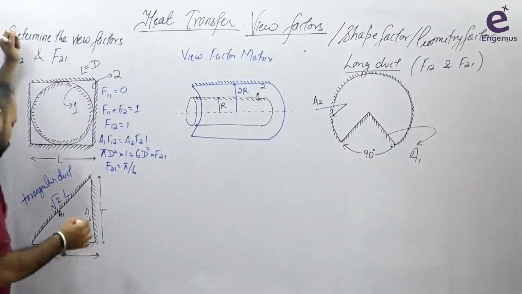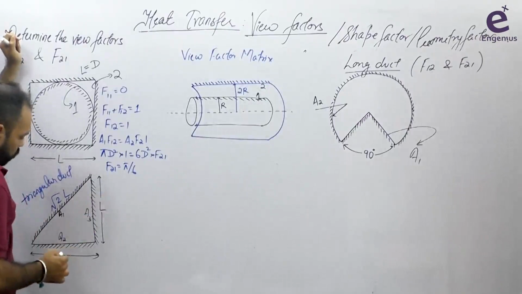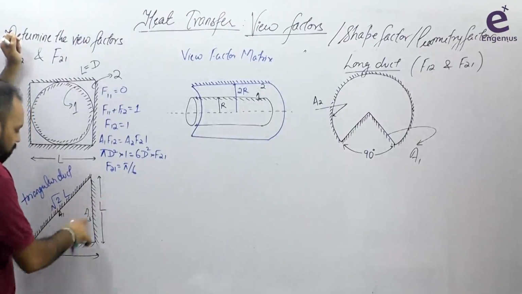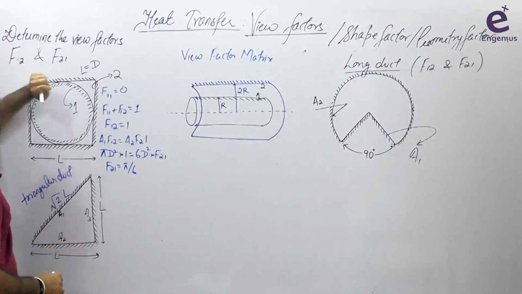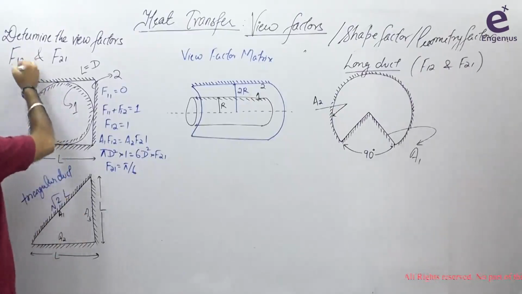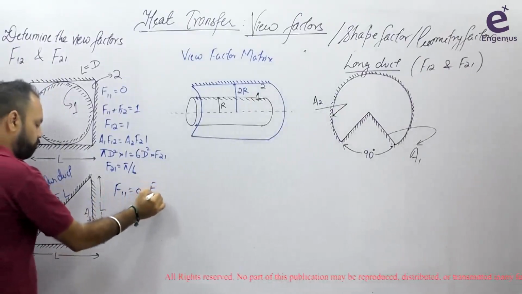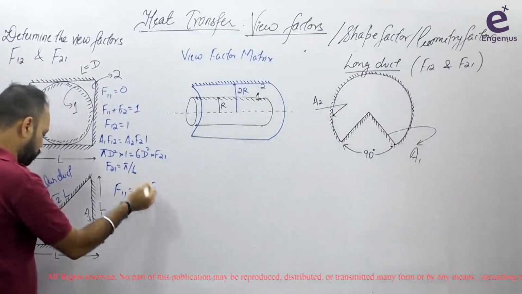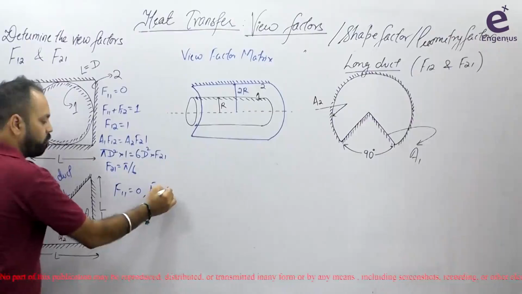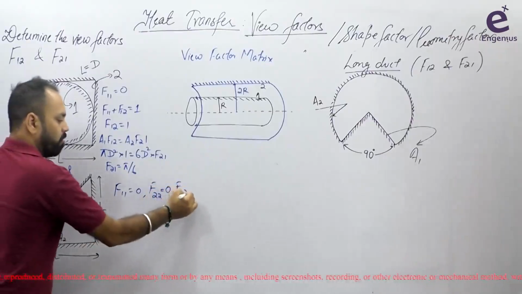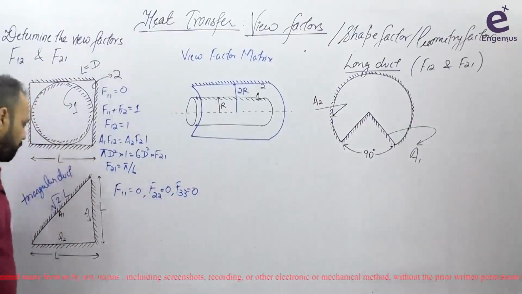Okay, now I have to find. This is first surface, second surface, third surface, right? F12 find करना है. If I ask you that in this case, what is F11? You'll say 0. F12, okay, we'll talk about that later. F22 is equal to 0. ये inspection से मैं बता रहा हूँ. F33 is equal to 0. Normal inspection, okay.